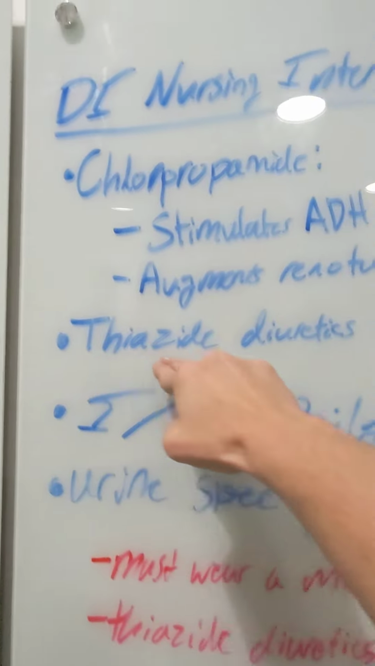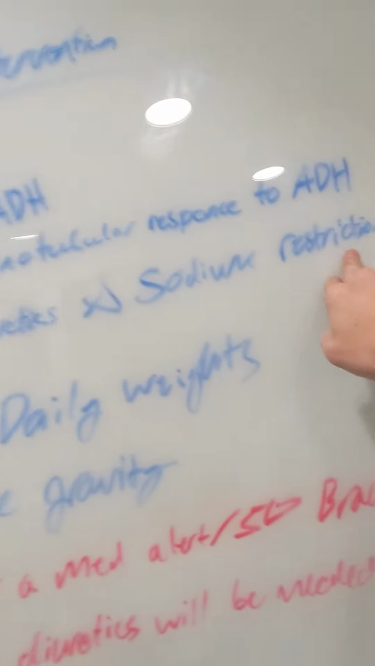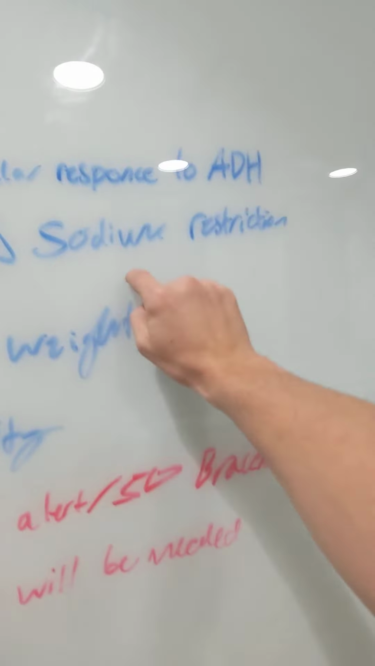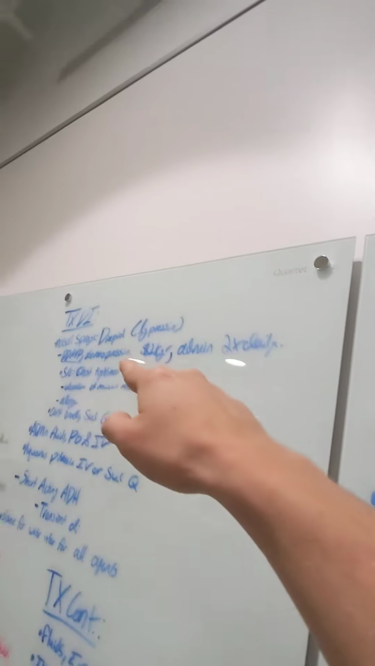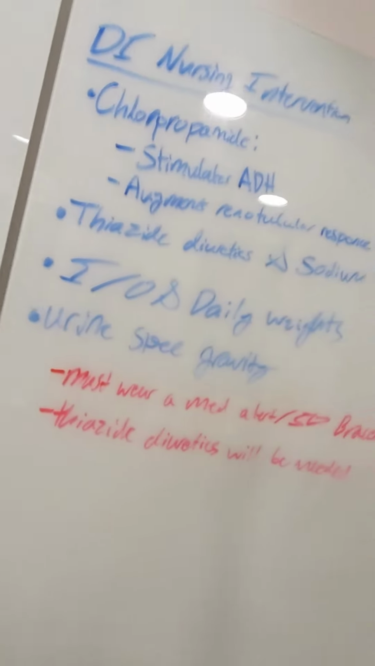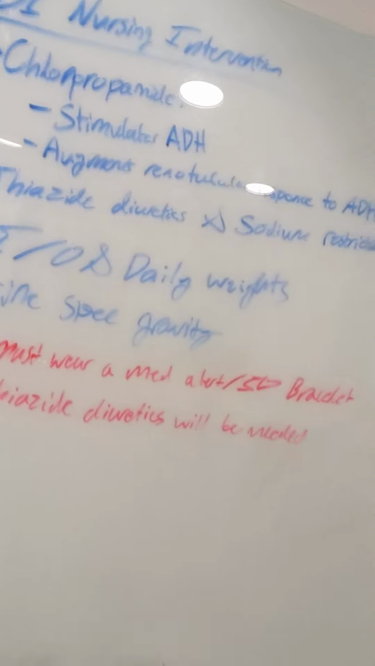Now we're going to give them thiazide diuretics and sodium restrictions, because they're going to be peeing out all the water, but not any of the sodium. So we need to make sure they don't get sodium, because they're going to go hypernatremic.